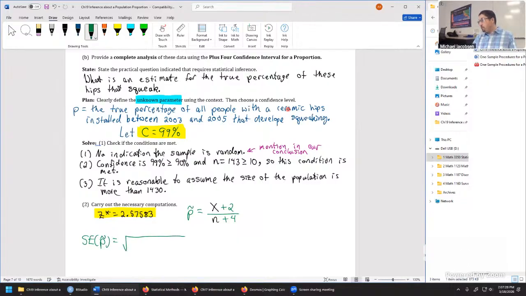The formula for this is going to be p tilde times 1 minus p tilde, divided by, here's where a common mistake is made. It's not n any longer, it's going to be divided by n plus 4 again. So watch for that little computational thing right down below here.